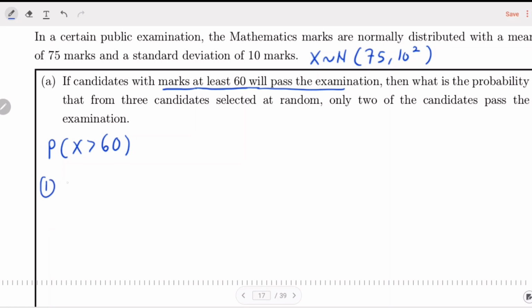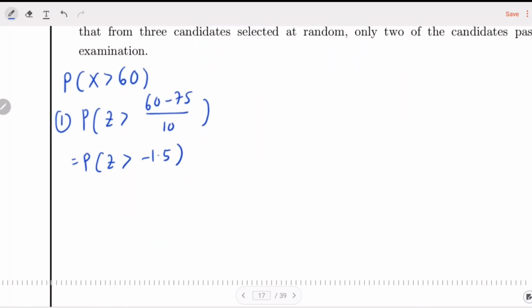As usual, the first step is to standardize. Put it over sigma. Calculate, maximum 2 decimal places. Negative 1.5. Second step, bell shape. Since our Z is negative on the left, Z greater than, the shaded region goes to the right.